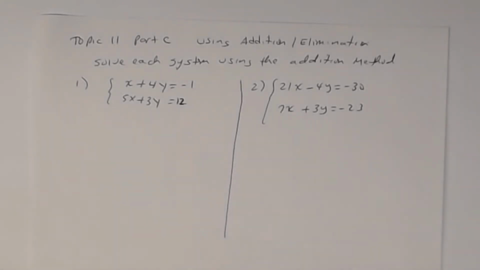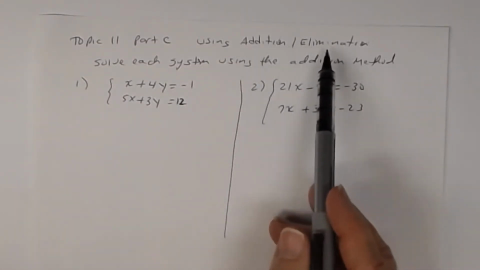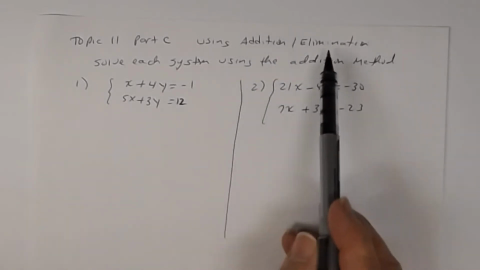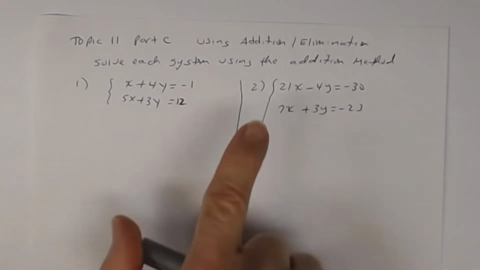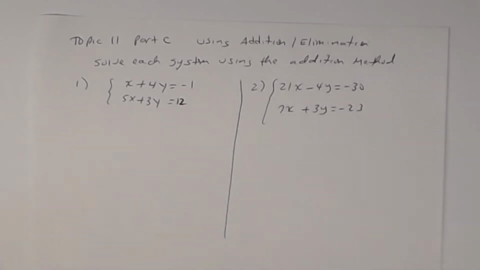Right, so this is topic 11, part C, and this is where you're solving a system using what's called either addition or elimination. In some books you'll see the word addition, and in some books you'll see the word elimination. So you want to solve this by using the addition method or the elimination method. It could be using one of these two words.